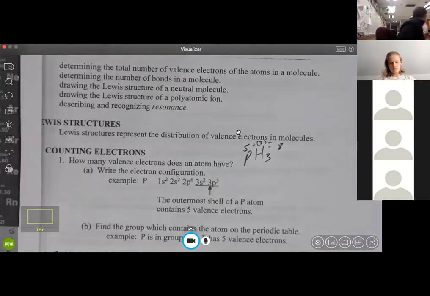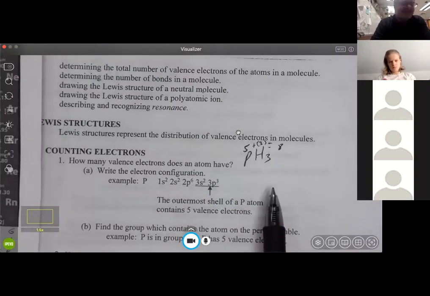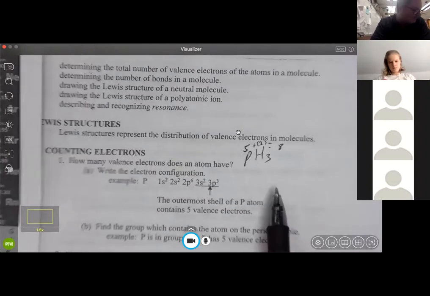Is it a P or one of the H's? E? Why? Why would you say that? Isn't it because it's more electronegative? Oh, you know, fancy terms for it. It's actually the opposite. You want the least electronegative.